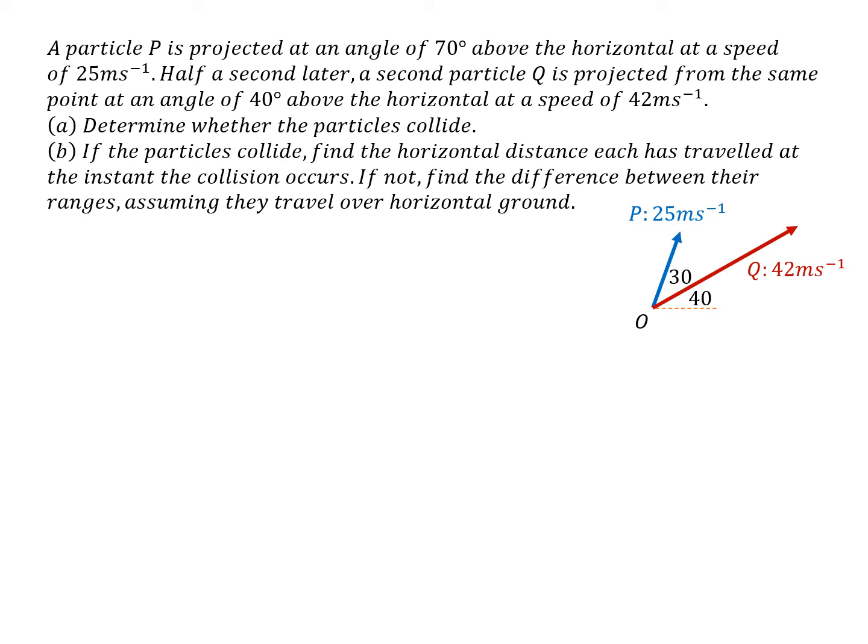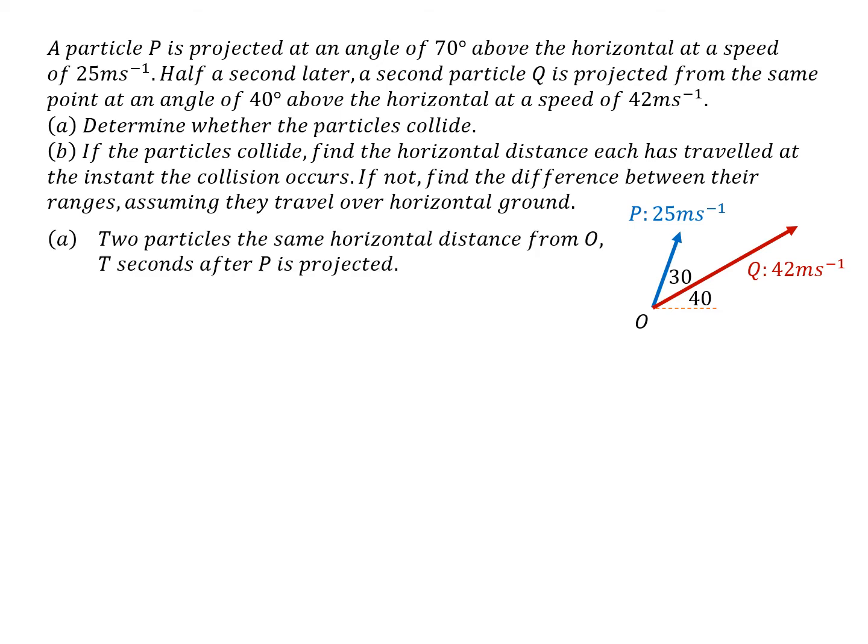So we've got P being projected at 70 degrees and Q a little bit later at 40 degrees, at a speed of 42. So what we're looking for is to see if the particles collide. If they did collide, and we said that they collided at time t seconds after P is projected, then at the point that they collide, they must have the same horizontal distance.